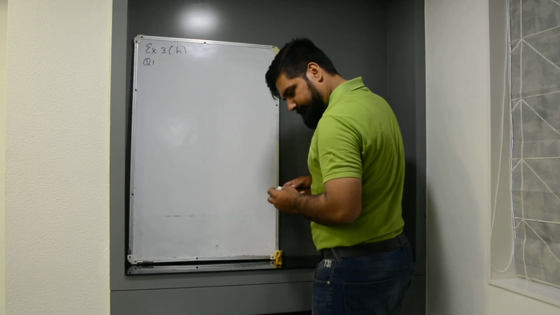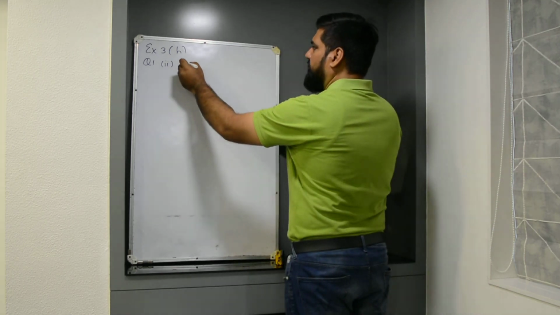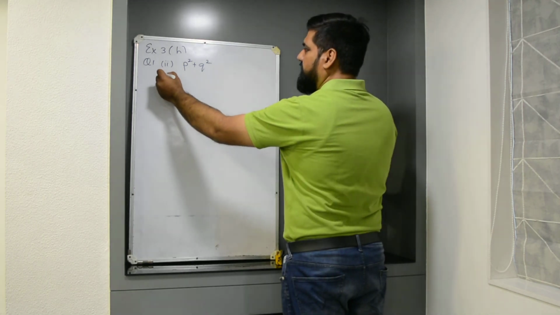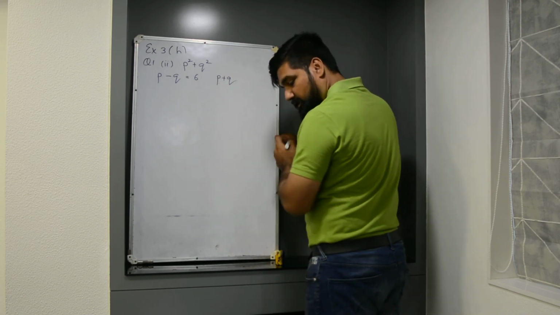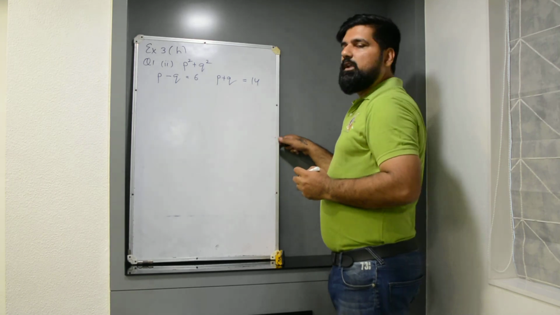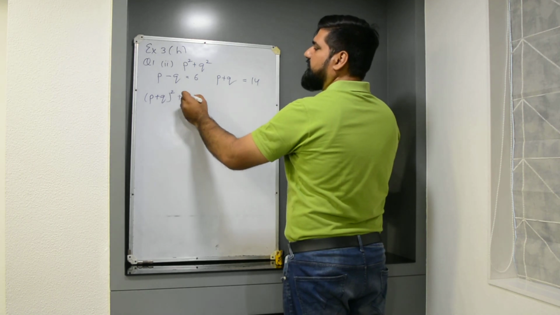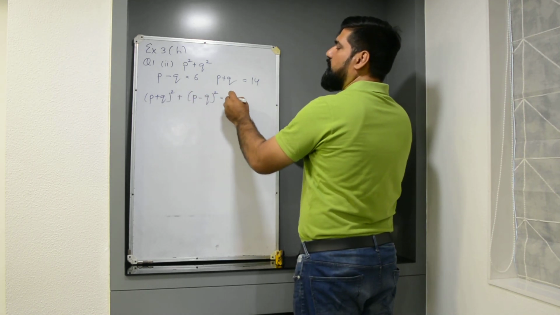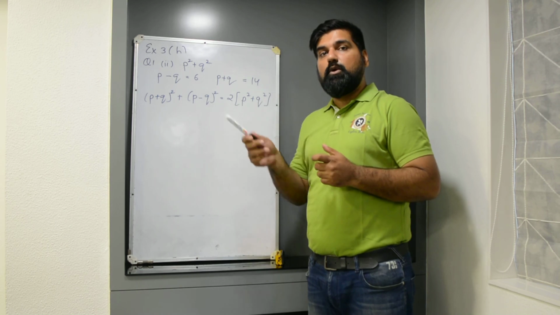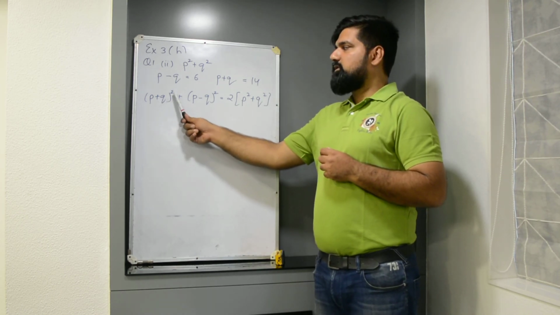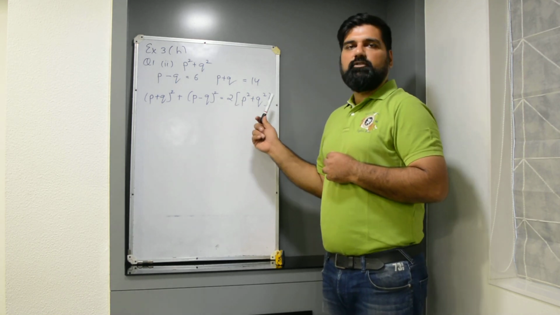Question number 2. We need to find p square plus q square where it is given to us p minus q is 6 and p plus q is 14. Okay, so if you remember, we wrote one identity, that is the sum of the squares of both the terms is equal to twice of p square plus q square. This I already showed you in the first video where I wrote all the identities, that a plus b whole square plus a minus b whole square is equal to 2 times a square plus b square.